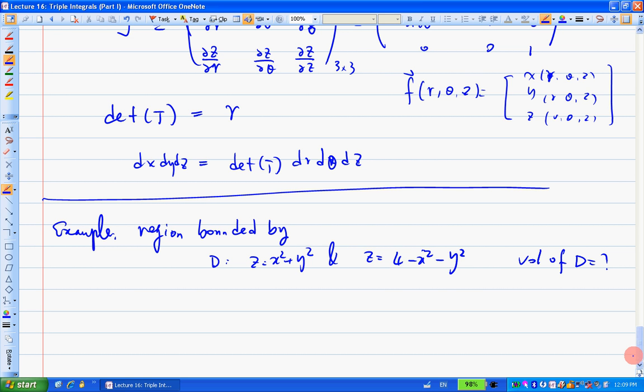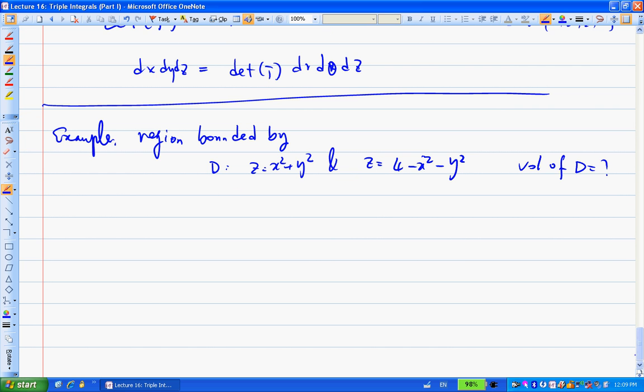So the first step is to sketch. Sometimes in the question I'll give you the sketch, but I think you should have the essential skill of being able to sketch this out. First, z equal to x squared plus y squared. That's actually a paraboloid, and the minimum value of that is 0. It's a surface like this.